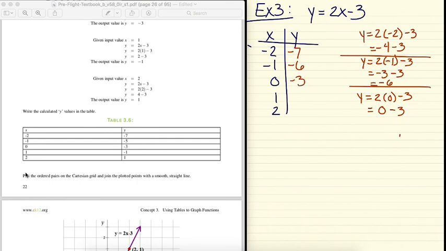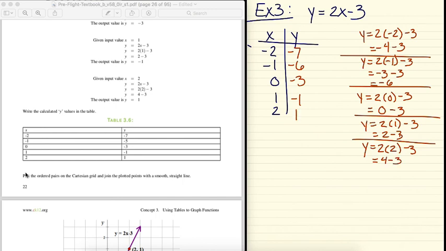Plugging in 1, you would have 2 times 1 minus 3, which is 2 minus 3, which is -1. And plugging in 2, so 2 times 2 minus 3, which is 4 minus 3, which is 1.